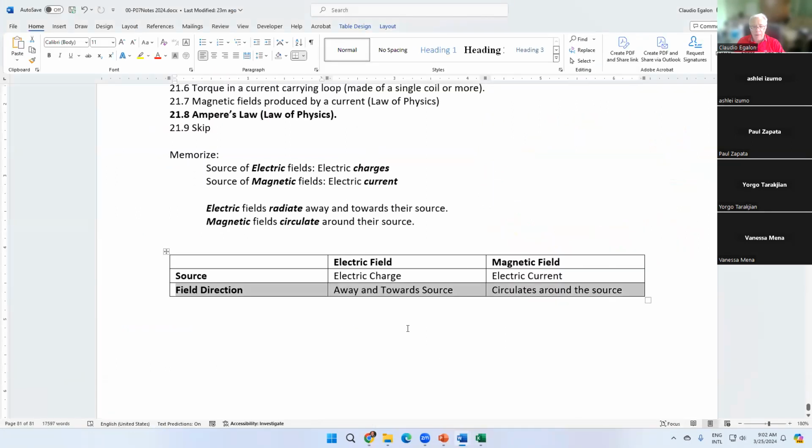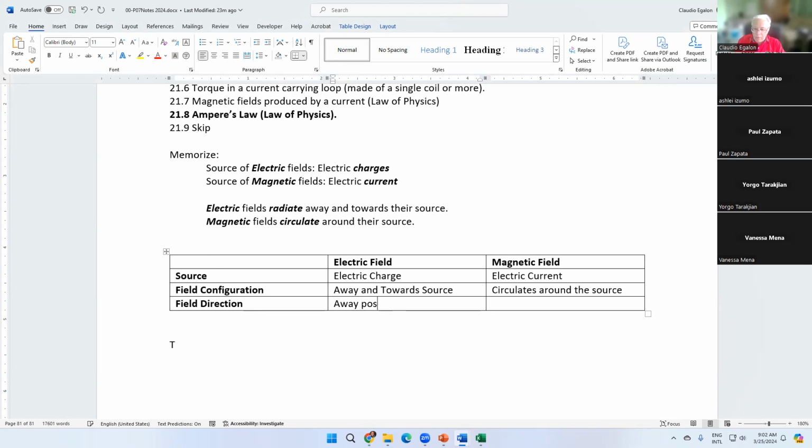So I'm going to write that down here for you. Circulates around the source. Let's put field configuration, better. Field direction.